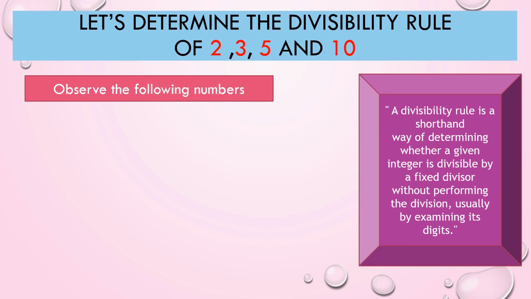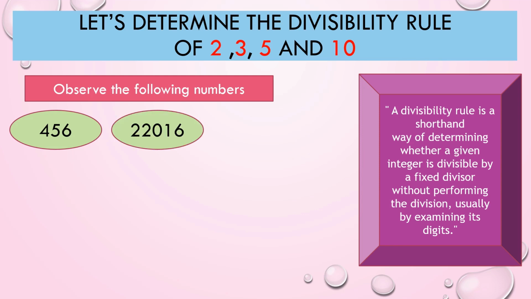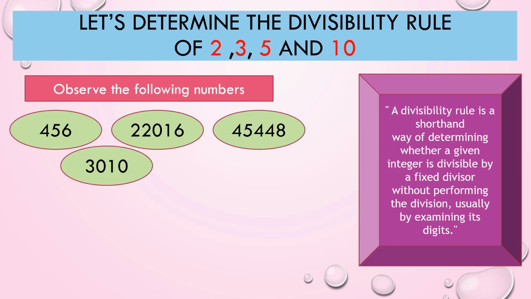आप खुद रूल बनाएंगे कि 2 का डिविजिबिलिटी रूल क्या है. अब कुछ नंबर्स हैं, इनको आपने ऑब्जर्व करना है. 456, 22,016, 45,448, 3,010, 11,112. अब अगर आप इन सारे नंबर्स को अच्छे से ऑब्जर्व करें, इनमें एक चीज कॉमन है. बताएं क्या?